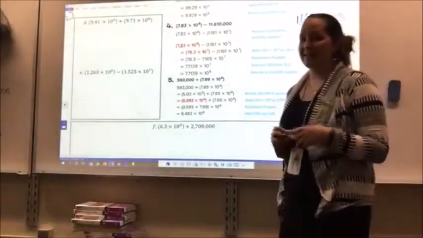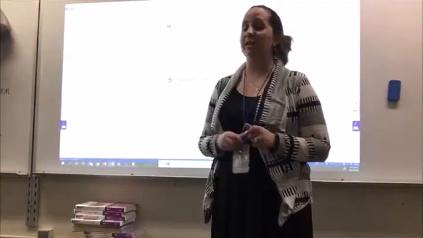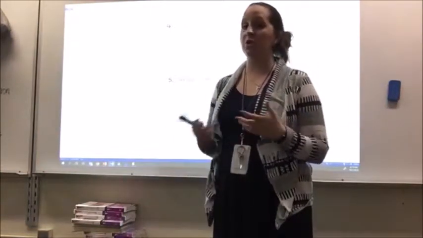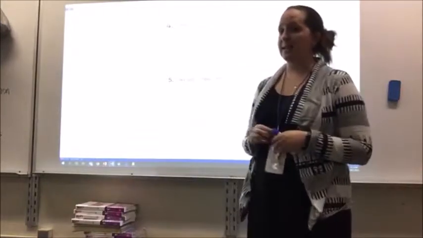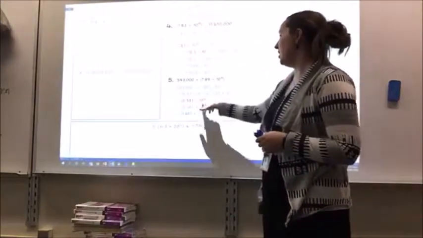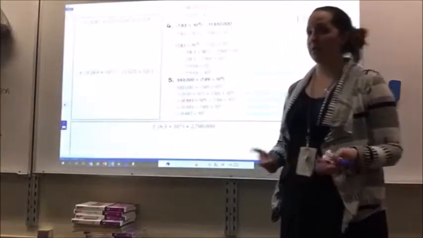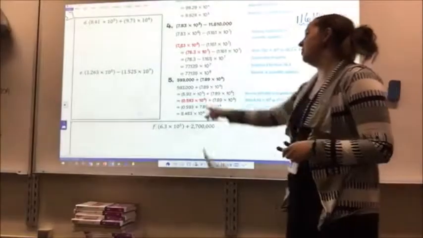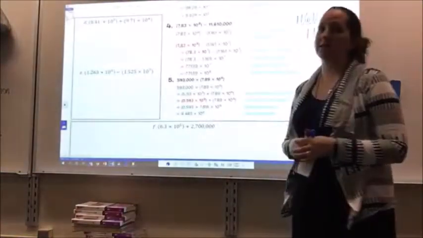Okay? It doesn't matter which one you change into scientific notation. It doesn't matter which exponent you make larger or smaller. It's completely up to you. In this instance, they actually changed the 10 to the 5th and made it 10 to the 6th. So they just had to move the decimal. Okay, so they moved the decimal over, so that's 0.593 times 10 to the 6th.